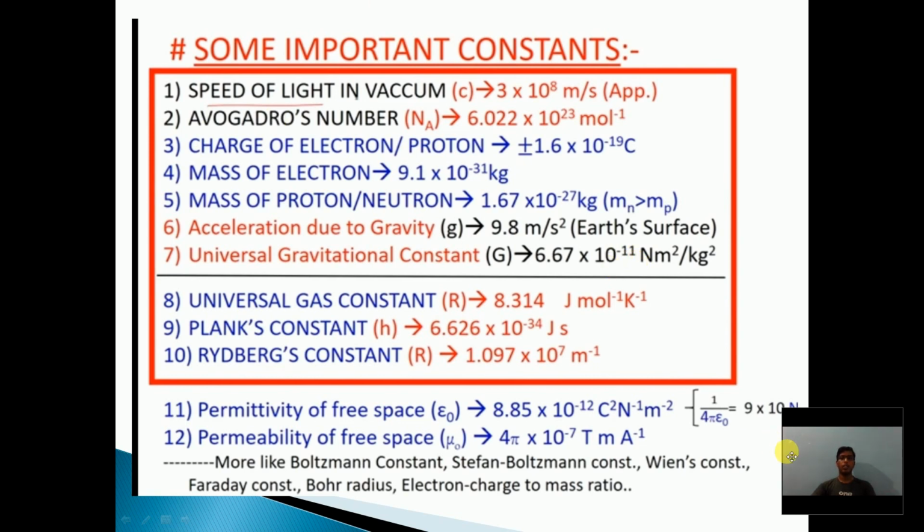Next, here you observe 1 by 4 pi epsilon naught. If you substitute the value of epsilon naught here and calculate, you will finally get 9 into 10 to the power of 9. Actually it is 10 to the power of 9; it was given wrong here.